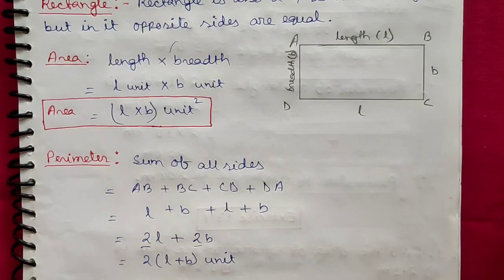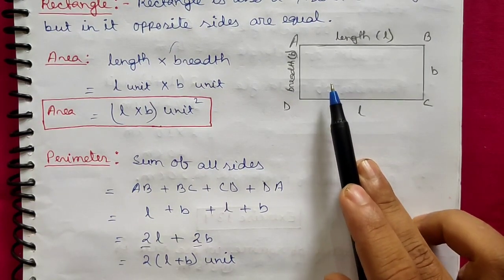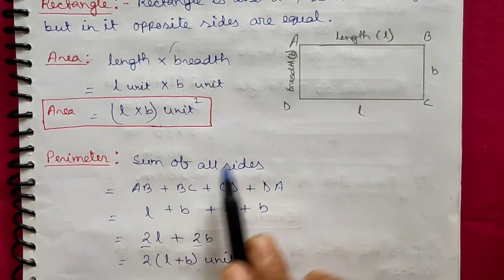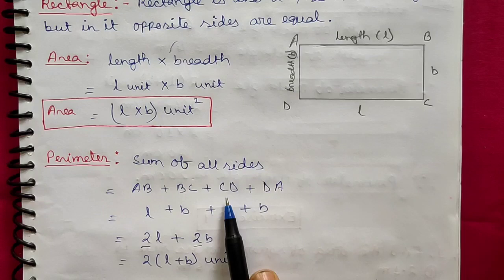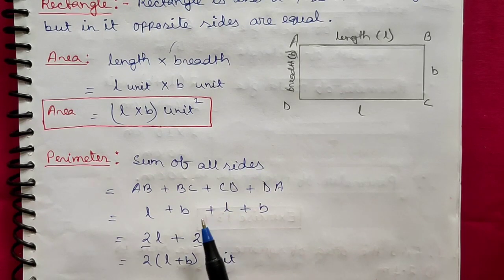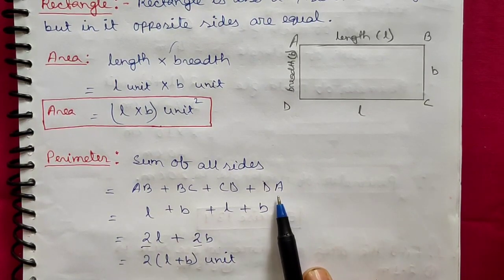Now perimeter. Perimeter is the total boundary. So let us add the boundaries. Sum of all sides: AB plus BC plus CD plus DA. Now look, we put the values: AB is L, BC is B, CD is L, DA is B.